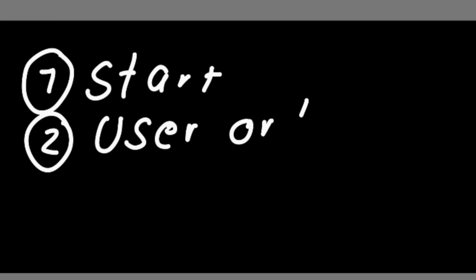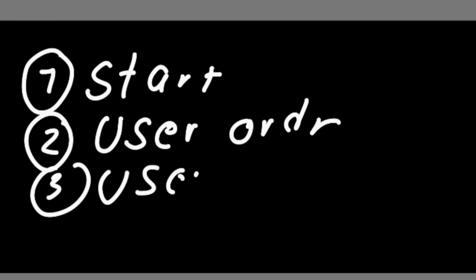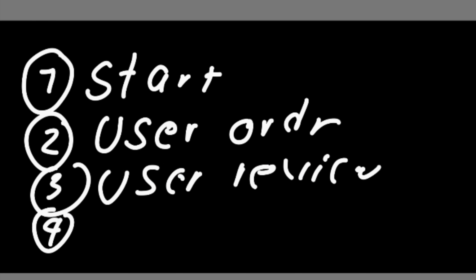So first of all, we start coding. Then we read the menu. Sorry, the second step is to make sure the user orders. Then after the user orders, the user reviews, and then it is displayed.